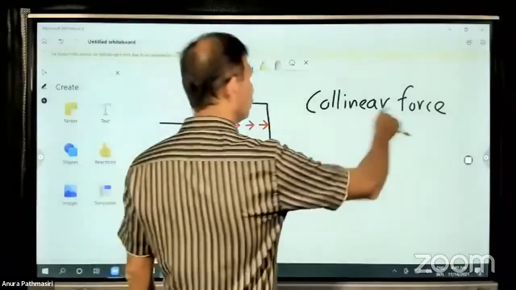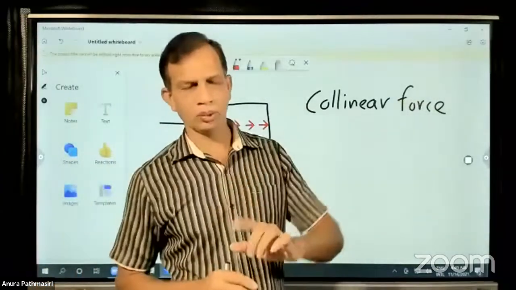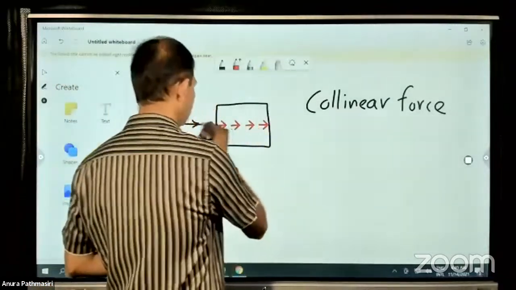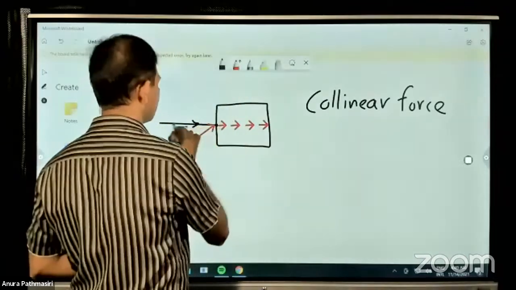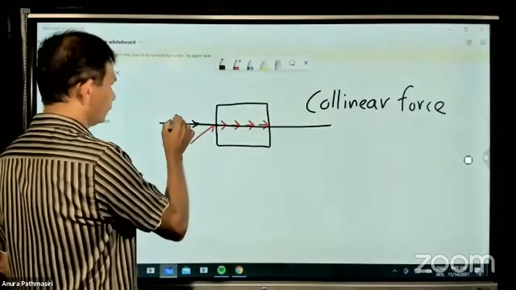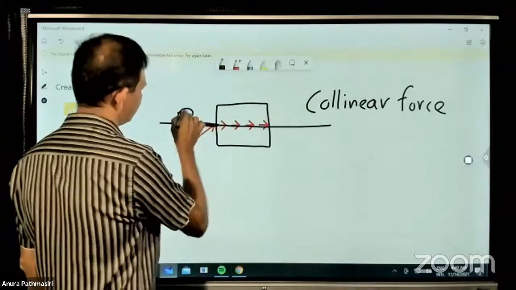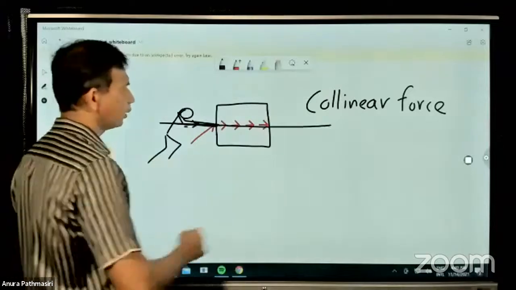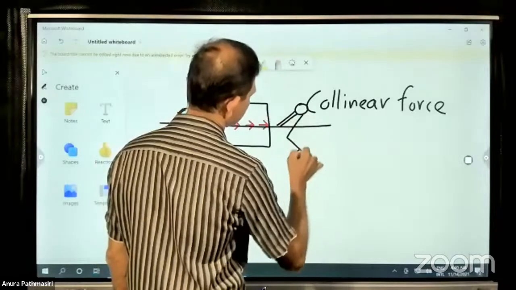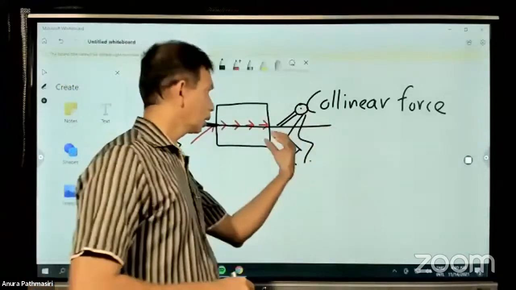And collinear forces means that maybe one or two or three forces are applied in the same line of action. That means one person can be pushing, while the other person will be pulling. One is pushing, the other one is pulling.